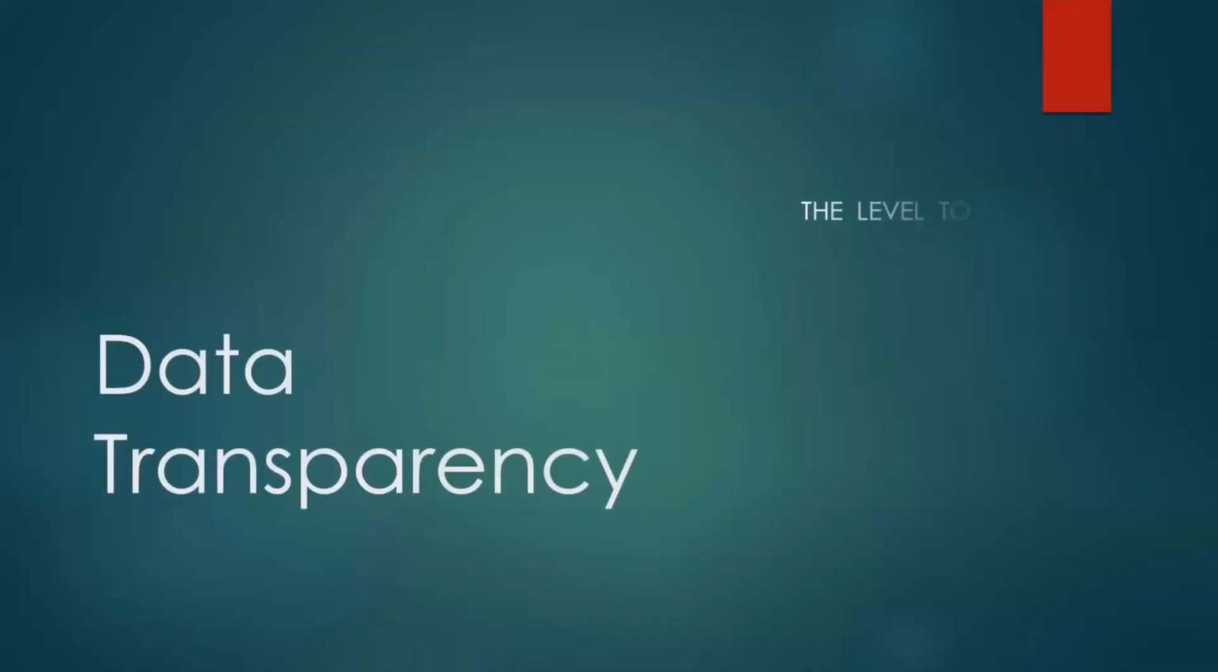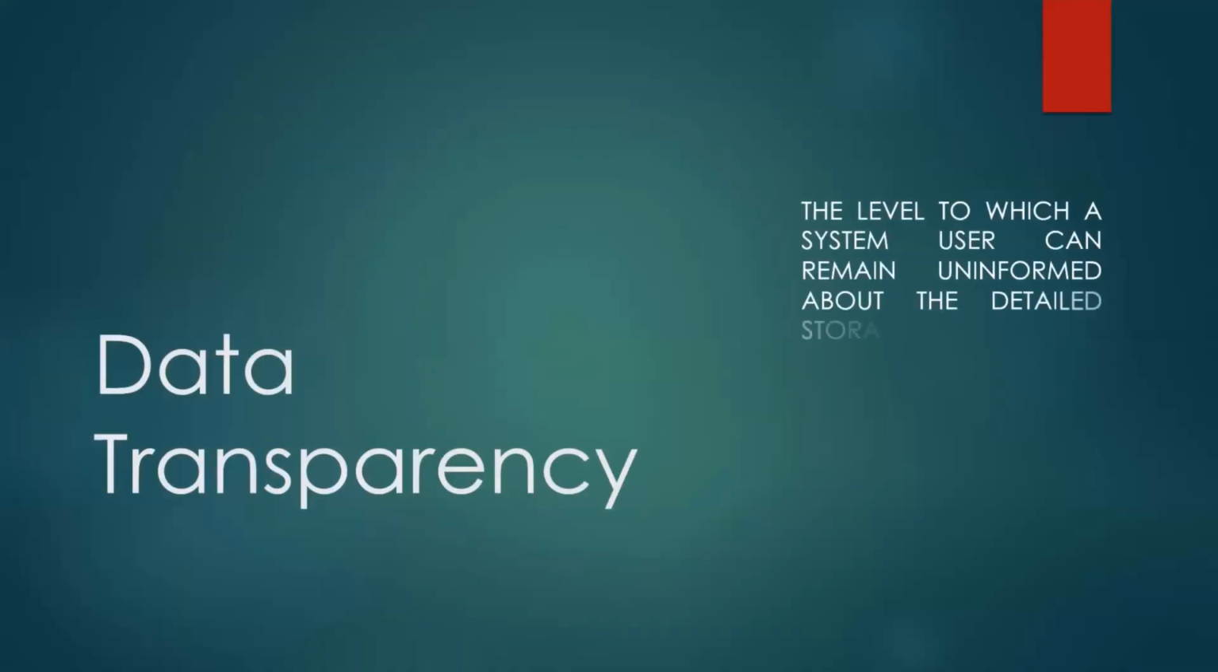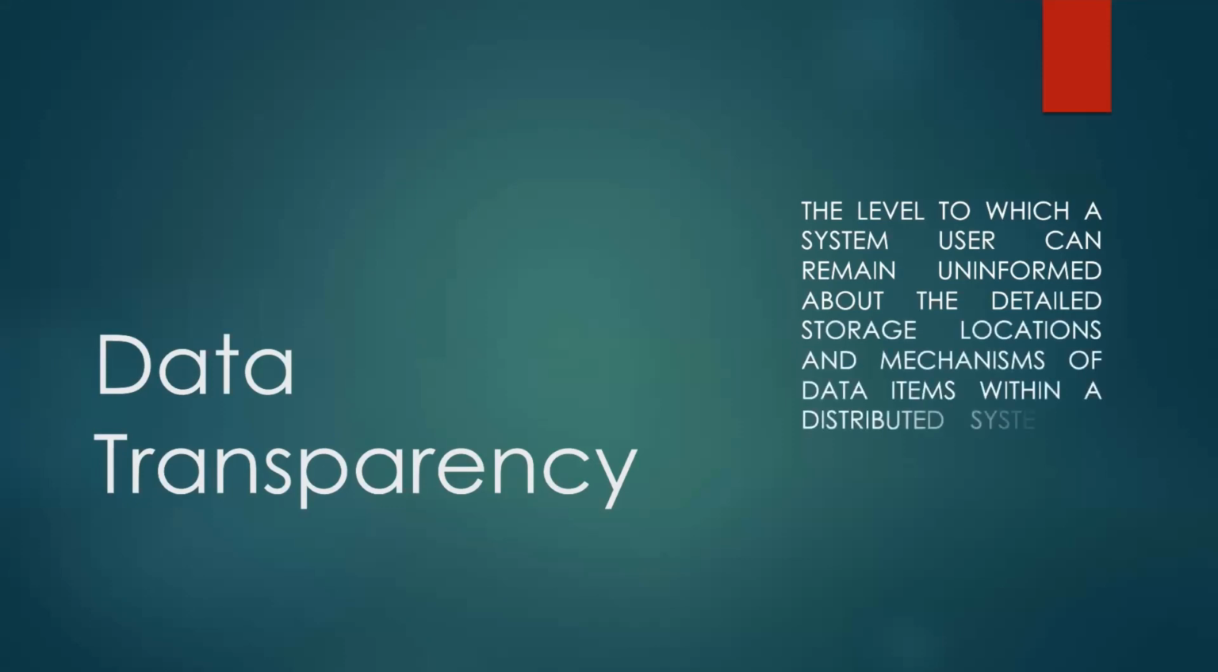And next we'll go through data transparency. Data transparency is the level to which a system user can remain uninformed about the detailed storage locations and mechanisms of data items within the distributed system. It's like when we use the Google search engine. When we search for anything in Google, it gives us the correct information. But how the information is formed, we won't be knowing, and it is not needed.